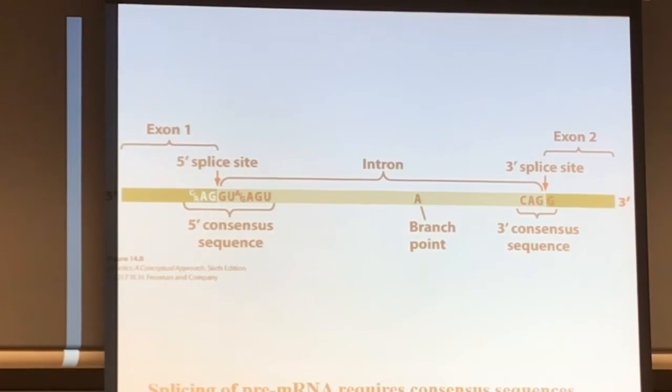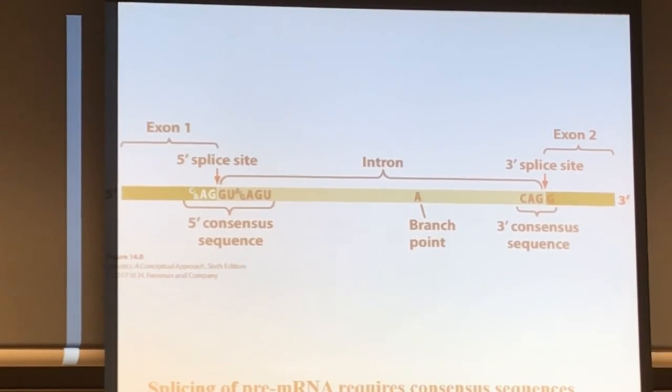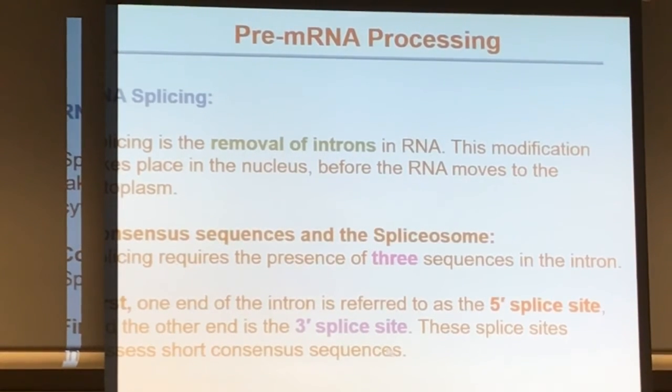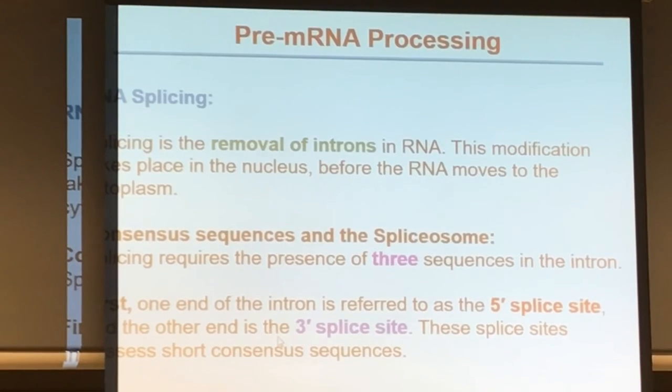Now you have to understand that the nucleotides are not only used for translating protein, but some nucleotides in the exon and some nucleotides in the intron together can be recognized as a consensus sequence, and that's how the spliceosome, or the protein machinery, can recognize these sequences and cut it out. So the consensus sequences recognized by the spliceosome are, first, one at the end of the intron, referred to as the 5' splice site, and the other at the end of the 3' is the 3' splice site. These splice sites possess short consensus sequences, which I showed you a minute ago.